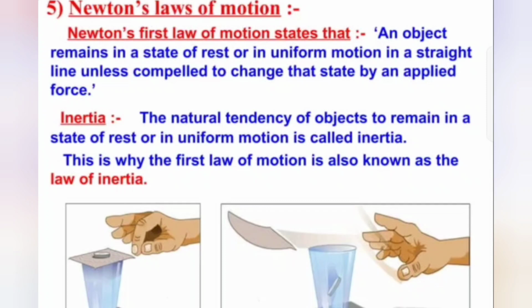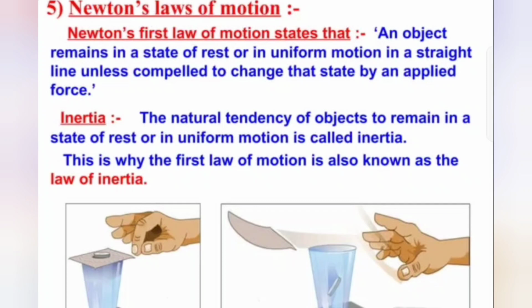Now, what is Newton's first law of motion? What does it exactly say? An object remains in a state of rest or uniform motion in a straight line unless compelled to change that state by an applied force. Okay, good, so let's understand. Let me say it in simple words: an object will stay in its rest or uniform motion if no force is applied. Let's take an example.